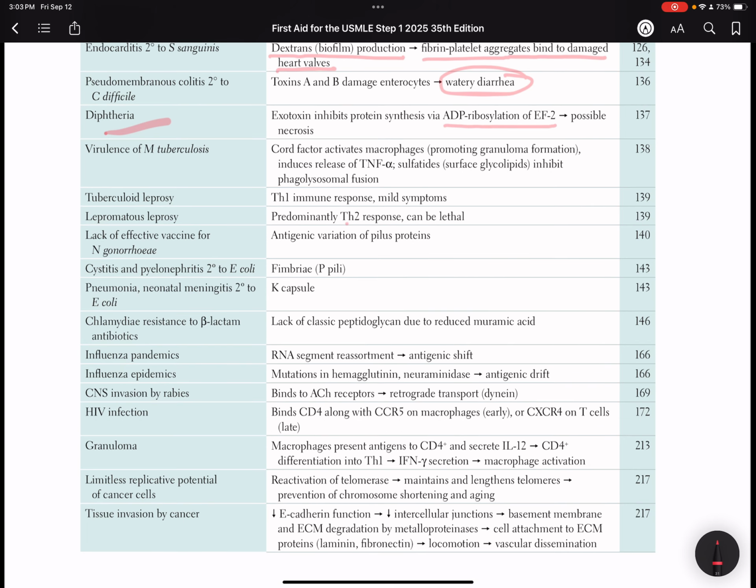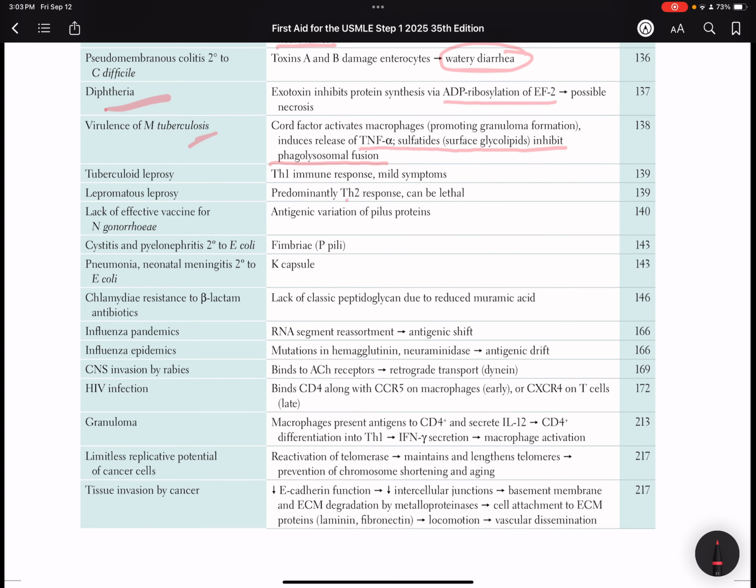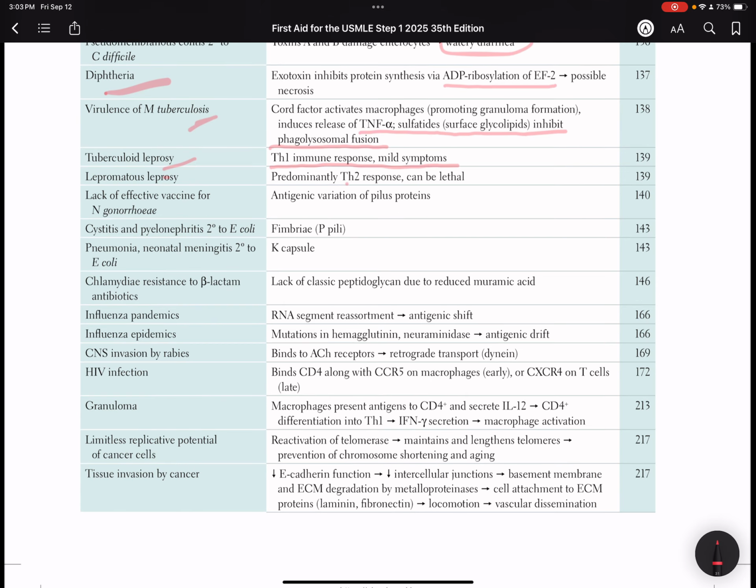What is virulence of M. tuberculosis? Virulence of Mycobacterium tuberculosis is caused by cord factor, which activates macrophages, promoting granuloma formation and inducing release of TNF alpha. Sulfatides, surface glycolipids, inhibit phagolysosomal fusion. What is tuberculoid leprosy? Tuberculoid leprosy is caused by Th1 immune response. This is a mild symptom. What is lepromatous leprosy? Lepromatous is Th2 response mediated and this can be lethal.